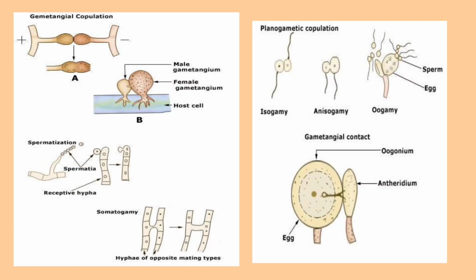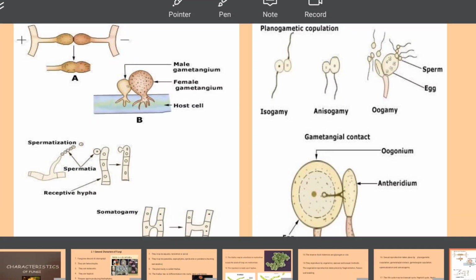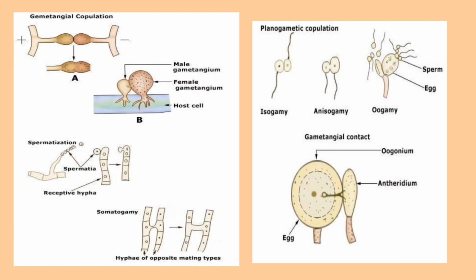Then gametangial contact: one is the oogonium, the female, and one is the antheridium, the male. They come close and connect; this is known as gametangial contact. It means the gametes are connected. Then gametangial copulation: one male gametangium and one female gametangium fuse by entire contact, and no gametes are present, but the hyphae act, one a plus strand and one a minus strand. These opposite strands of hyphae fuse together; this is known as gametangial copulation.